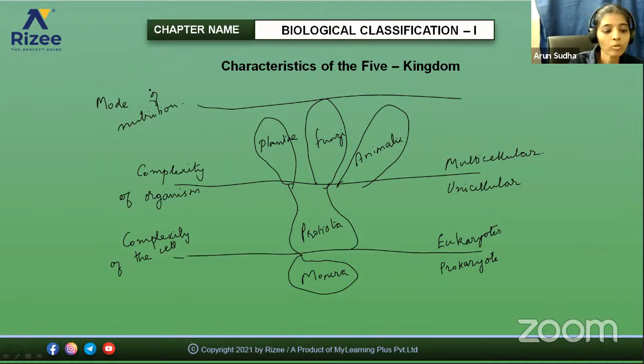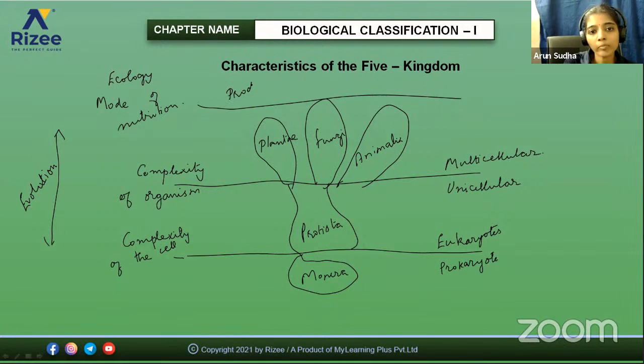and also on the basis of evolution, that is, there is an evolution of organisms. And also the ecological factors. For example, in ecology, Plantae are producers, Animalia are consumers, and fungi are decomposers.